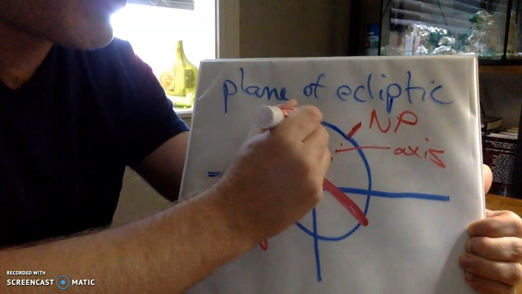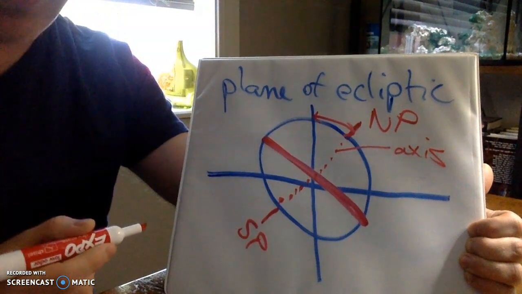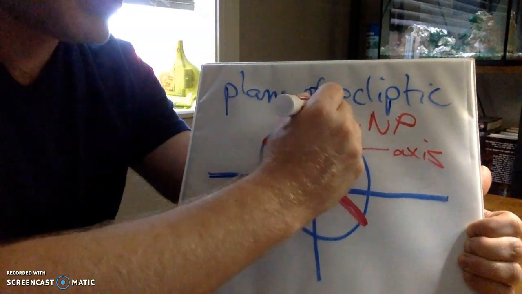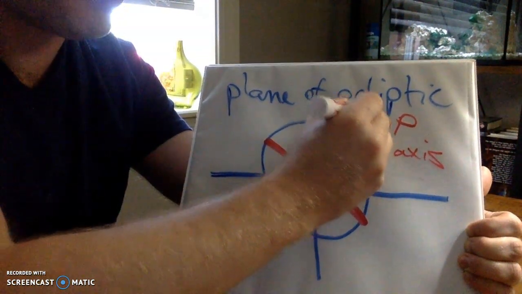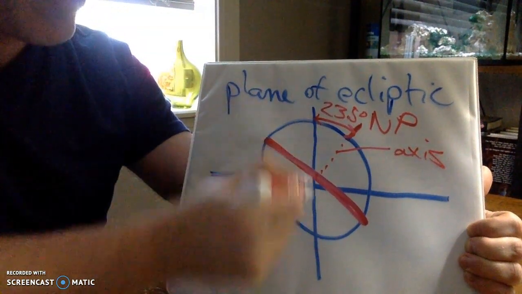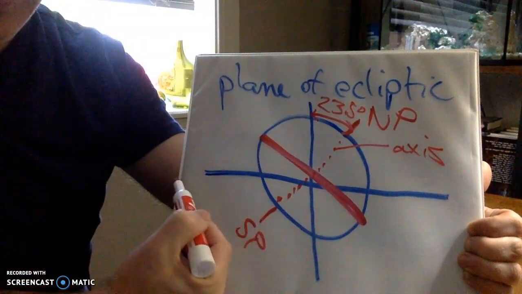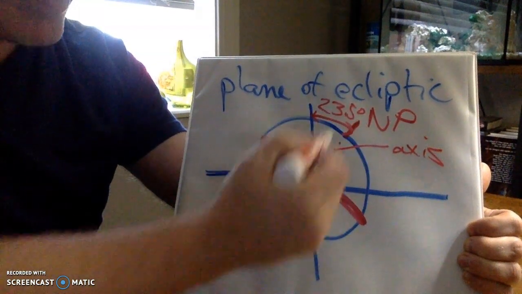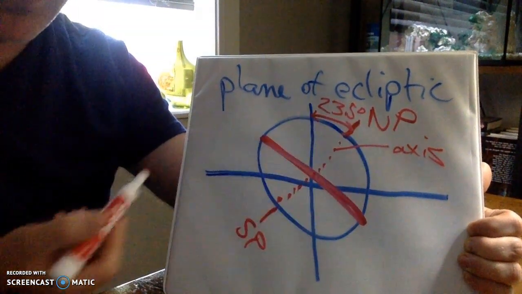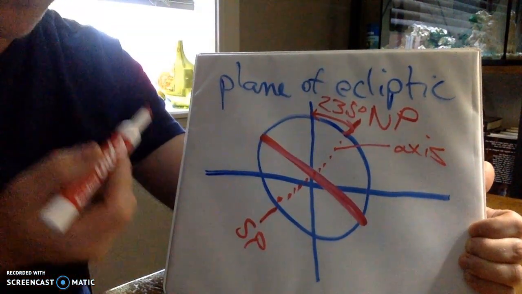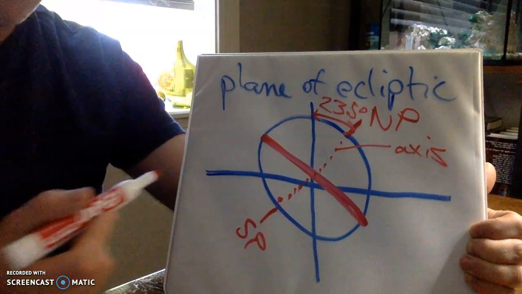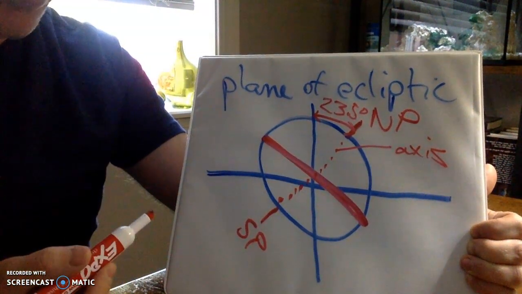Why? Because the Earth's axis is tilted off that line by 23.5 degrees. We're measuring that angle, between the line that's drawn perpendicular to the plane of the ecliptic and the axis. We're measuring the angle between those two. That's 23.5 degrees. The Earth is tilted. It has an axial tilt of 23.5 degrees.